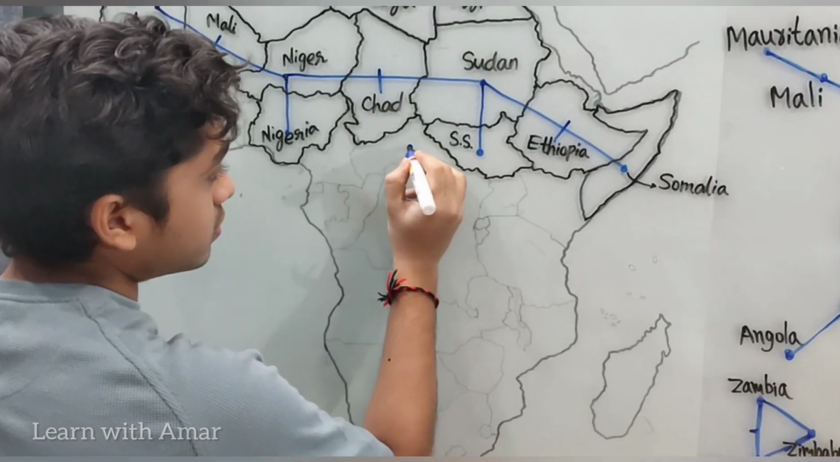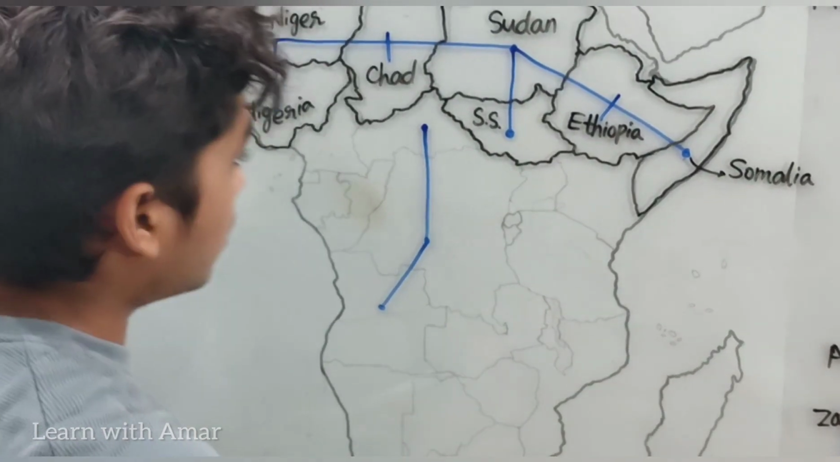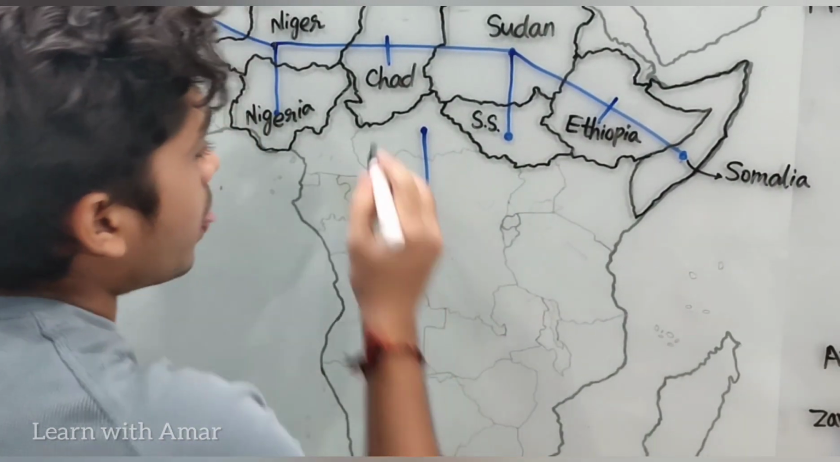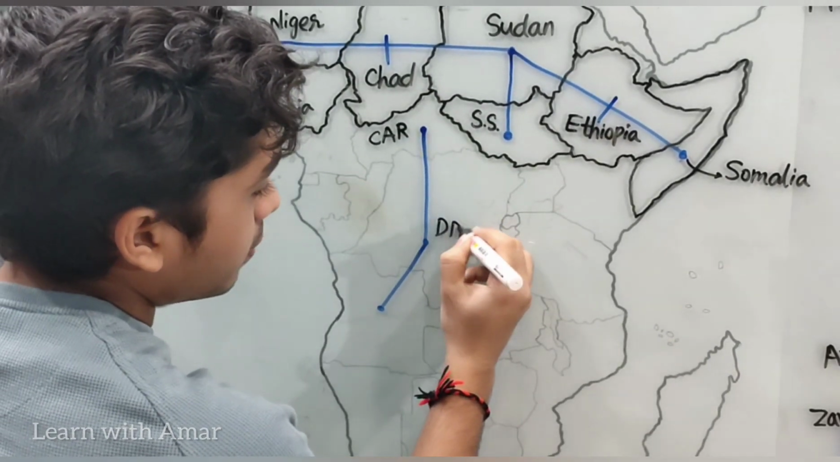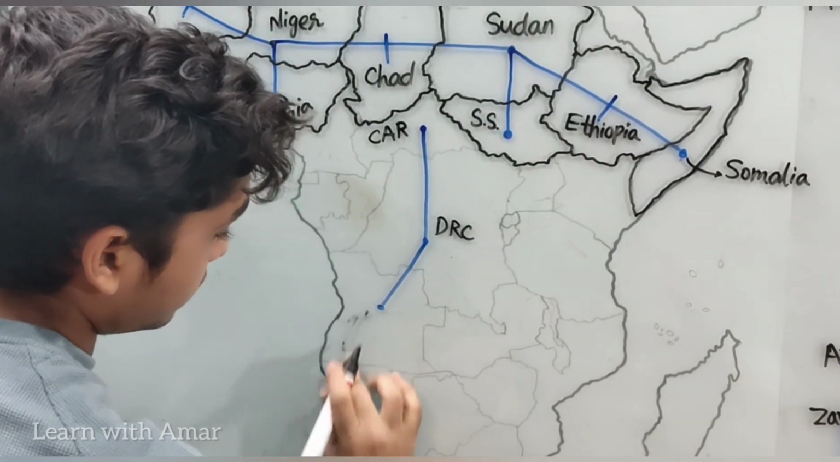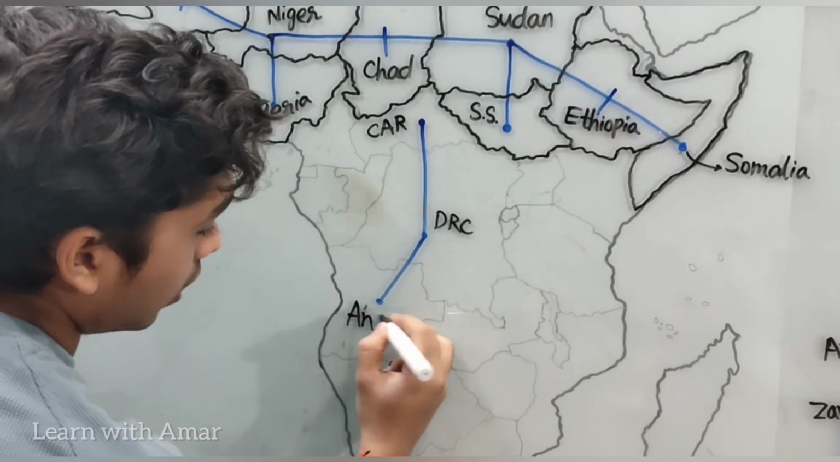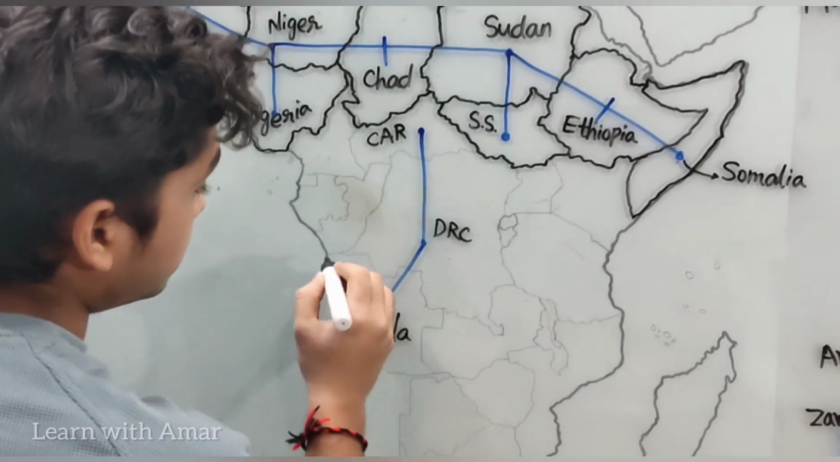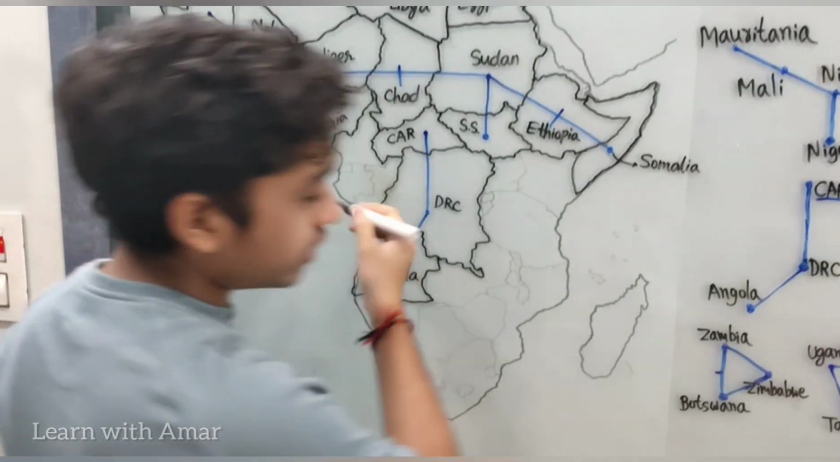So, we have this. Okay. So, this is Central African Republic. This is Democratic Republic of Congo, and this is Angola. Right. So we've done the next one.